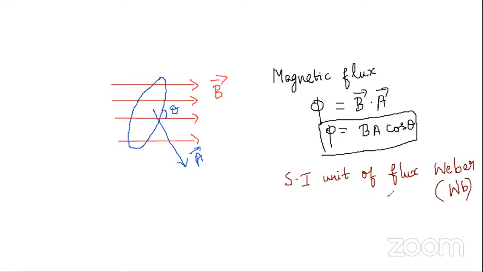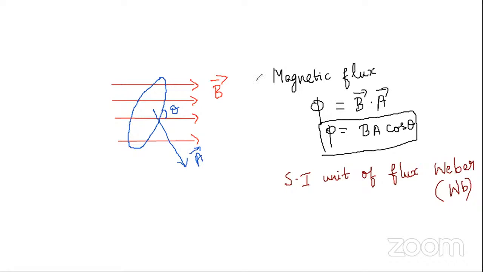And Weber is nothing but Tesla into meter square, because phi equal to B into A. For magnetic induction, the unit is Tesla. For area, it is meter square. So this Weber is equivalent to Tesla meter square. So this is the SI unit, and there is a CGS unit for magnetic flux as well.